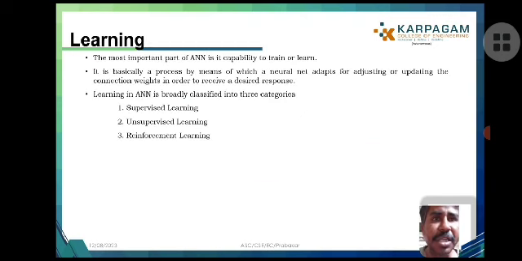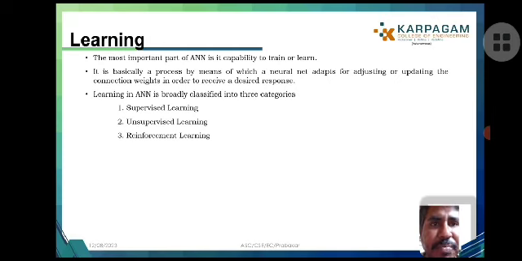So the next thing is learning. An important thing in an artificial neural network is classification and pattern matching. This is done by three types of learning. Because of that, an artificial neural network is going to train or learn about some data or patterns. It is basically a process by means of which a neural net adapts by adjusting or updating the connection weights in order to receive a desired response.